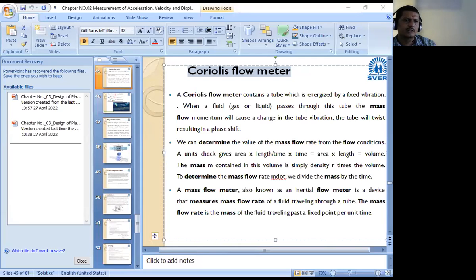The mass M contained in this volume is simply density rho times the volume.